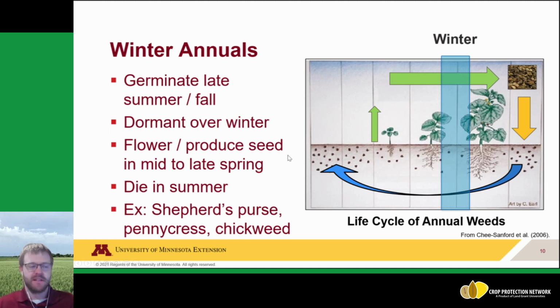Oftentimes these are a little bit more problematic in some reduced tillage systems, maybe in some pastures or other situations where there's a little bit less disturbance in that fall or early spring period. If we think about winter annuals and controlling them, in a conventional tillage system where we see some fall tillage, maybe some spring tillage, that's a prime period when those plants are going to be growing, which is one of the reasons why fall and spring tillage might not be very conducive for winter annuals to survive in that system.